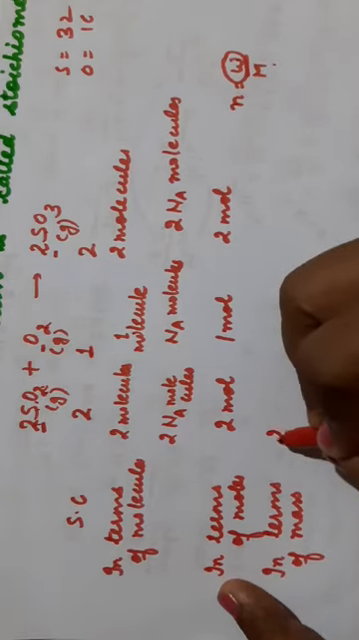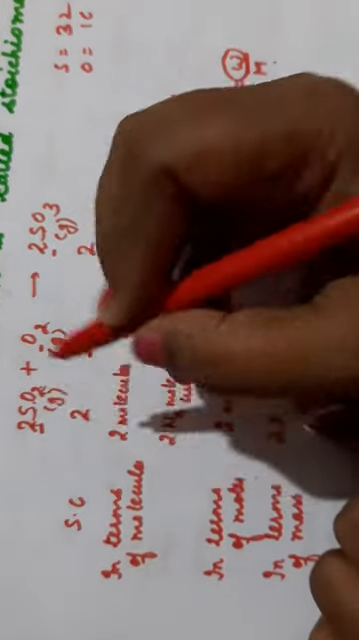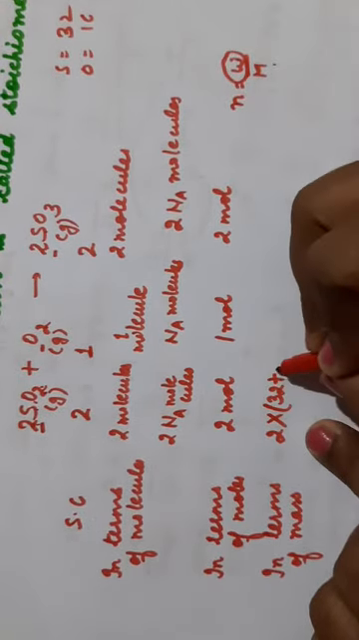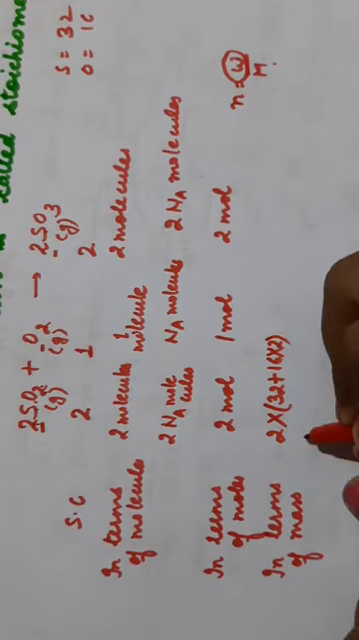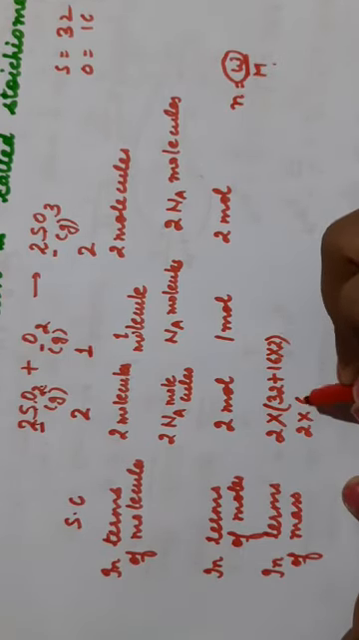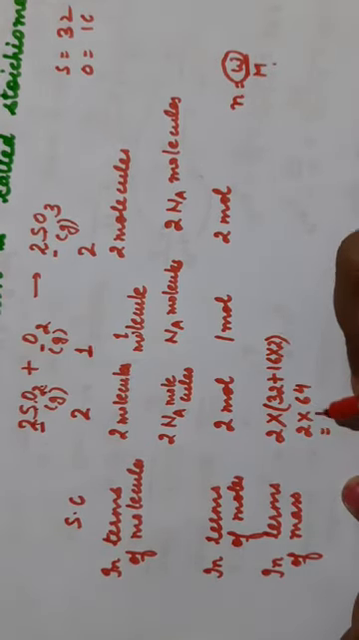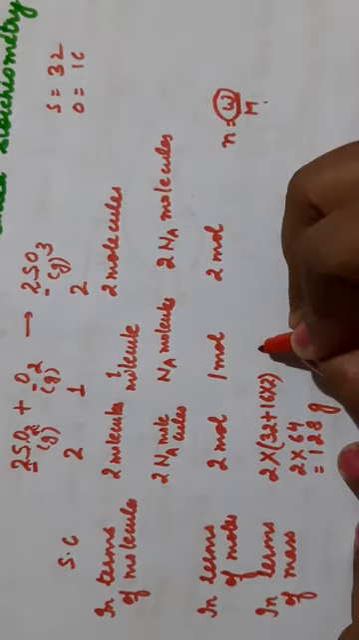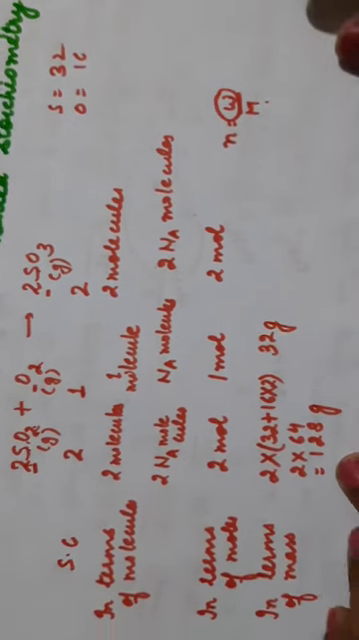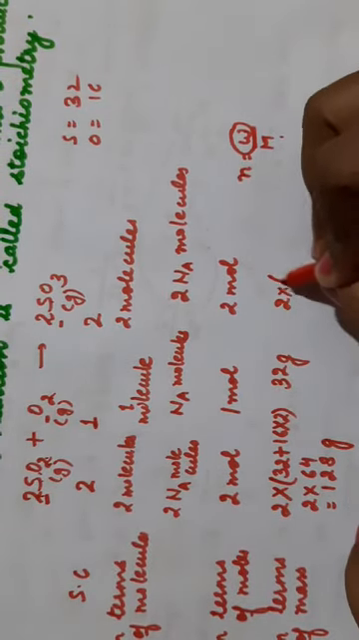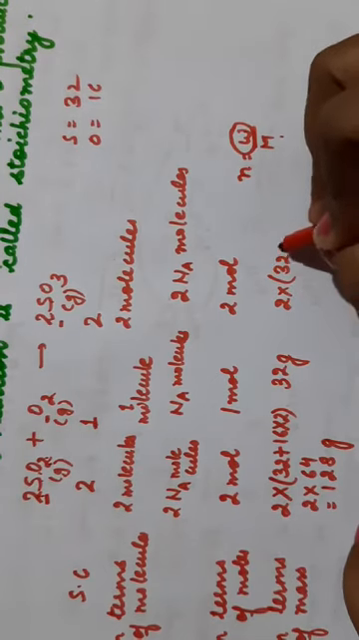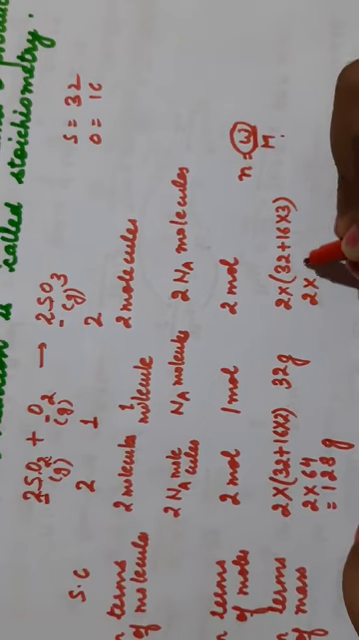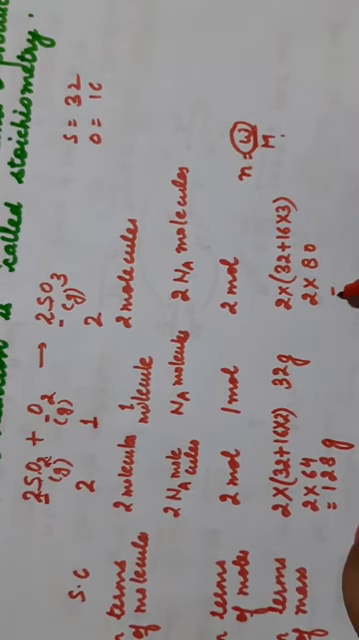So number of moles is 2. 2 into, what is the mass of SO2? It is 32 plus oxygen 16 into 2. It is equal to 2 into 64. Clear? So it is equal to 128 gram. Oxygen O2, it is 32 gram. Clear? SO3, 2 into sulfur is 32 plus 16 oxygen into 3. So 2 into 48 plus 32, that is 80. So it is equal to 160 gram.